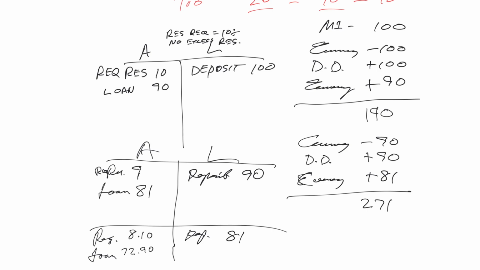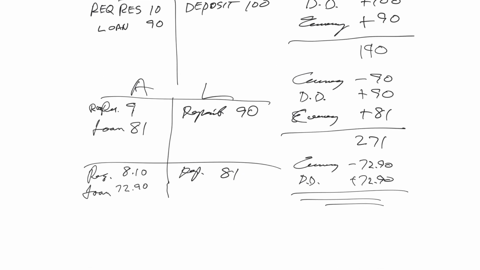So that $72.90 is spent. Well, let's see, currency, $72.90, and that's put in the bank. And then the rest is lent out. This just keeps going and going. Okay? And we do this.